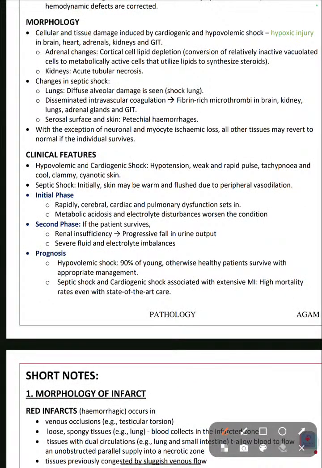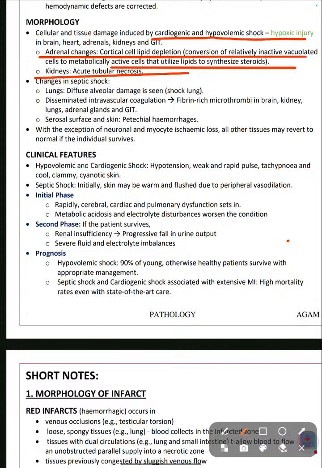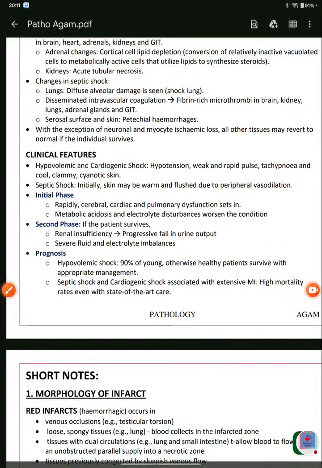See, in morphology, you will see there is damage to the heart in cardiogenic and hypovolemic shock, hypoxic injury. There are the adrenal changes, cortical cell lipid depletion of relatively inactive vacuolated cells, and metabolically active cells utilize lipids to synthesize steroids. Kidneys, acute tubular necrosis. Lungs, diffuse alveolar damage is seen. Disseminated DIC is seen. On the serosal surface and skin, petechial hemorrhages can be seen.